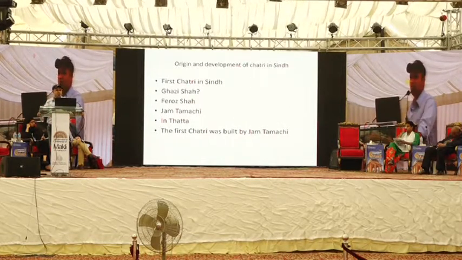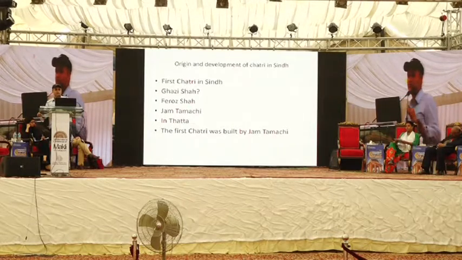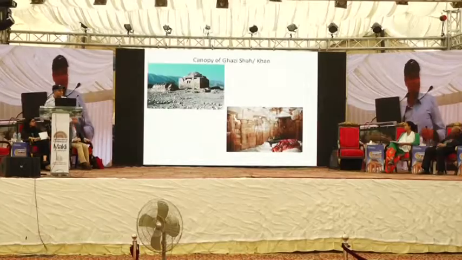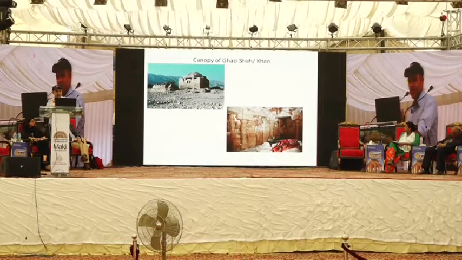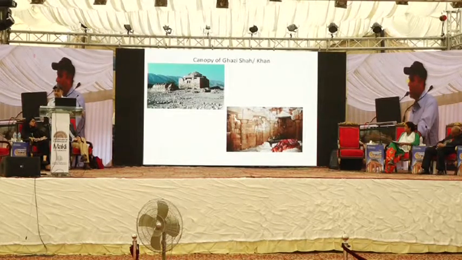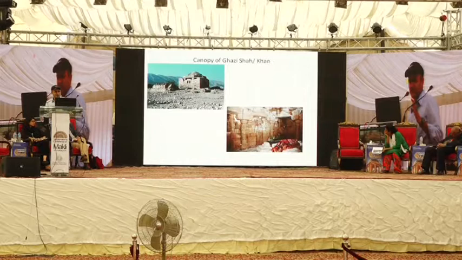That chhatri provided the prototype for Muhammad bin Tughlaq when he died near Tata while chasing the rebellious Thagi. He died near Tata and was buried temporarily at Lal Shahbaz Qalandar, and that was the second chhatri. And in Tata, no doubt, it was the Jam Tamachi chhatri. The chhatri of Jam Tamachi was the first to appear at the new capital of Samoi. This is the image that shows the canopy of Ghazi Shah or Ghazi Khan. So this first attempt was made.